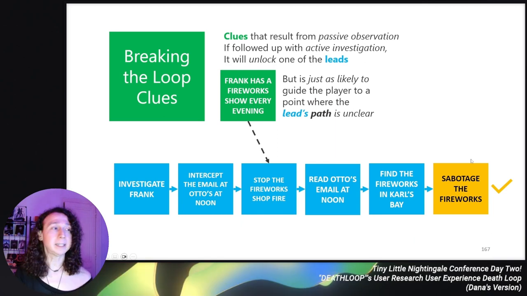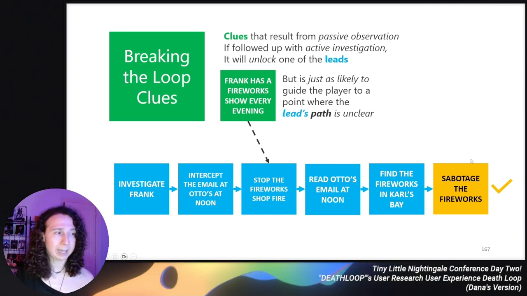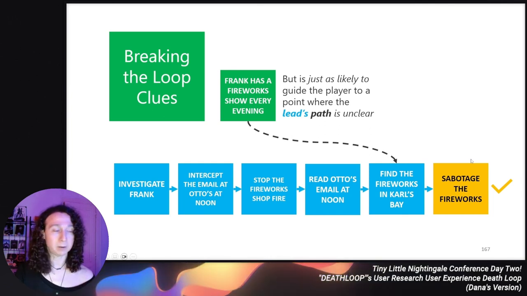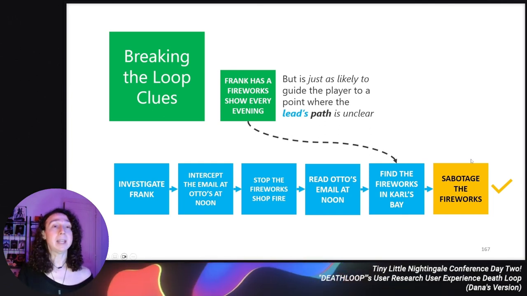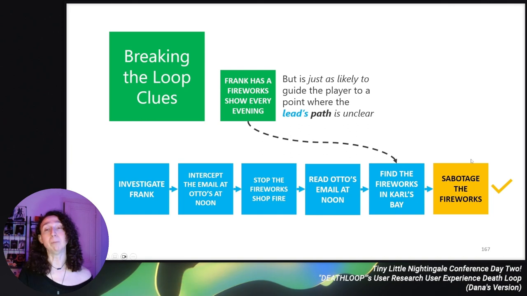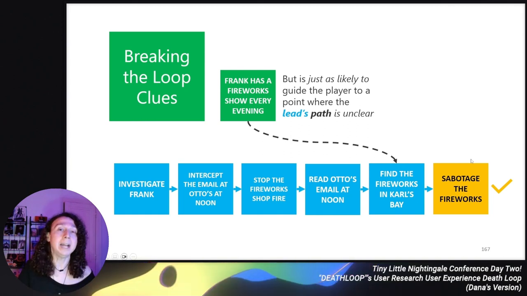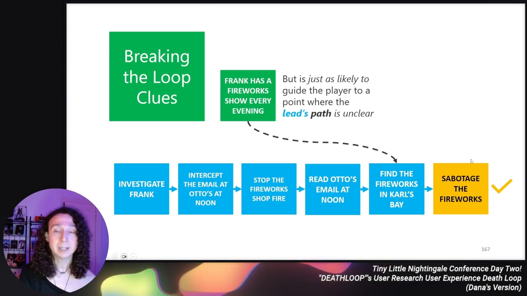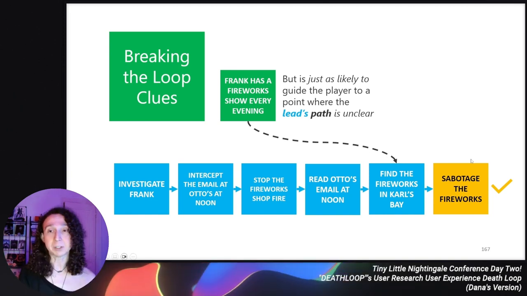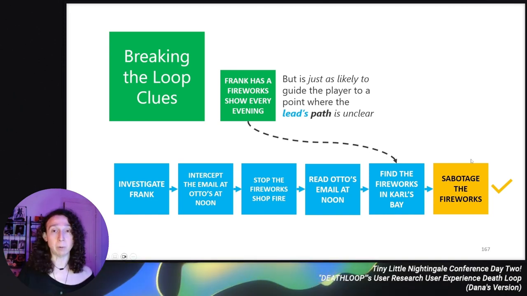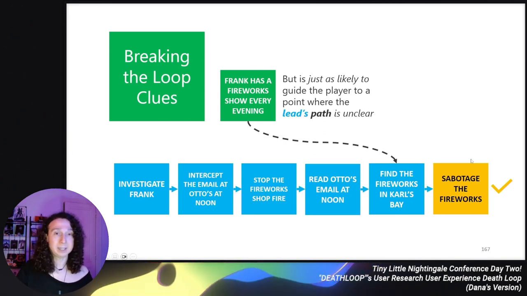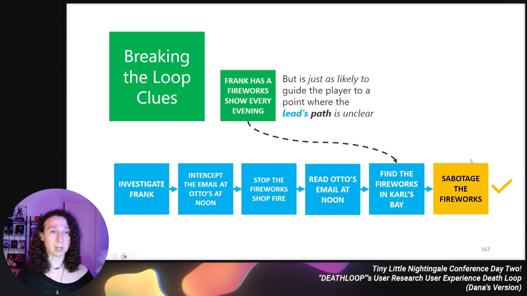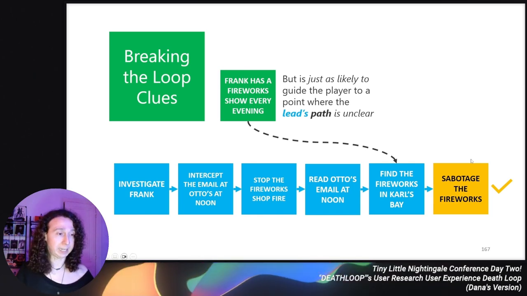But it's just as likely to guide the player to a place where the lead's path is unclear. Maybe they already know about the fireworks shop and they're like, okay, let's check this place out. At this stage in development, that was a complete dead end. It was just weird. The player didn't know what to do. Maybe they already knew about the cargo container in Carl's Bay. It's like, oh, there's fireworks in here. It's a dead end. It's not connecting me to anything else. So players lost, players confused. They're not making the connections they need to.